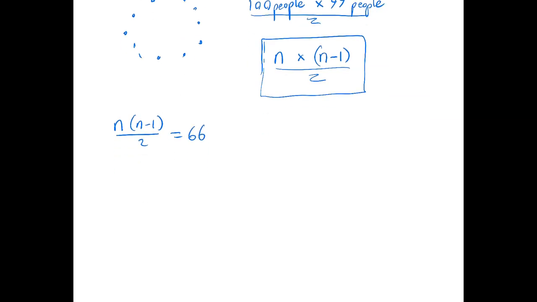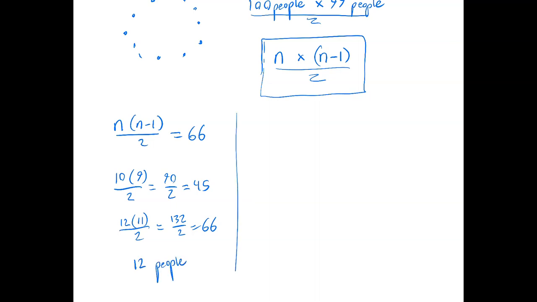So we got a couple ways to do this. One is just guess and check. Be like, I don't know, 10. So 10 times 9 over 2, that's 90 over 2. That's 45. That's not enough handshakes. What about 12 times 11 over 2? That's 132 over 2. That's 66. Oh, guess and check worked. There were 12 people. However, guess and check's not a great method, so instead let's solve the equation using algebra.